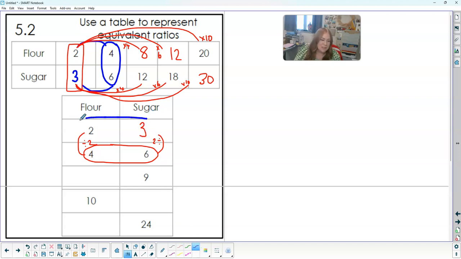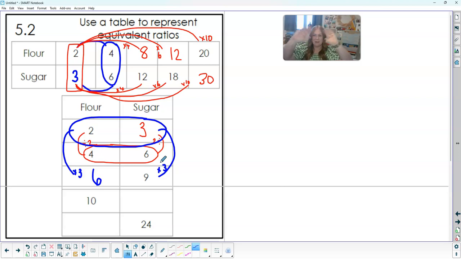So now we want to use this basic ratio. It cannot get smaller to fill in the rest. So how do I get from 3 to 9? 3, 6, 9. I times by 3. So to get here, I need to do 2 times 3 is 6. So right, I did the same thing on both sides. I even wrote what I did. I made those connections and said I times by 3. So I need to times by 3.